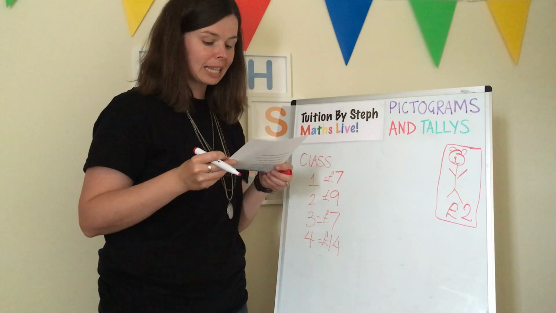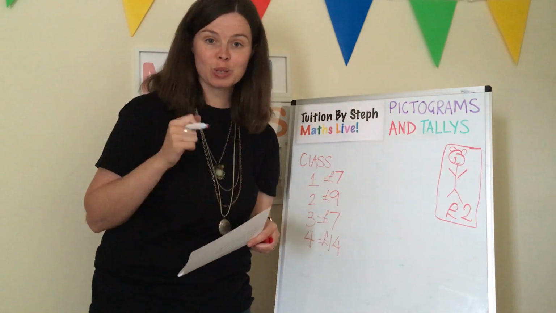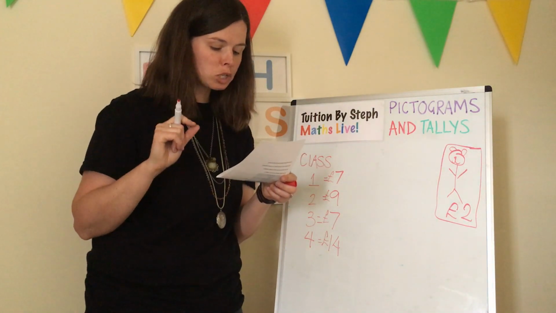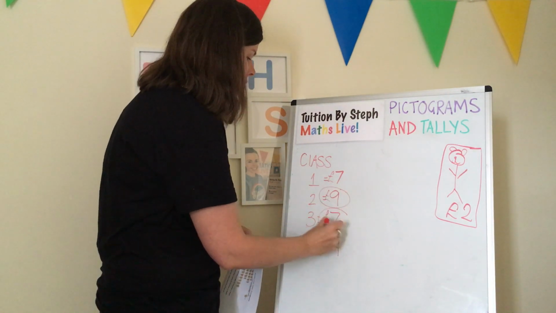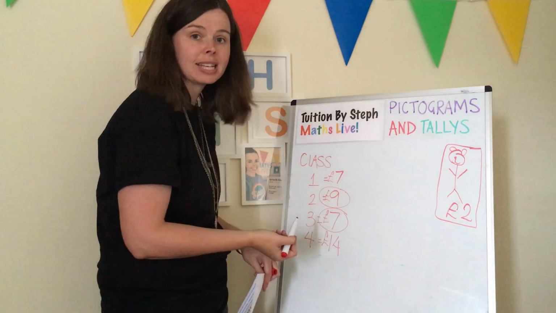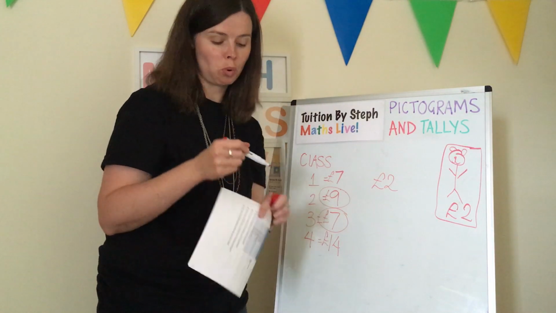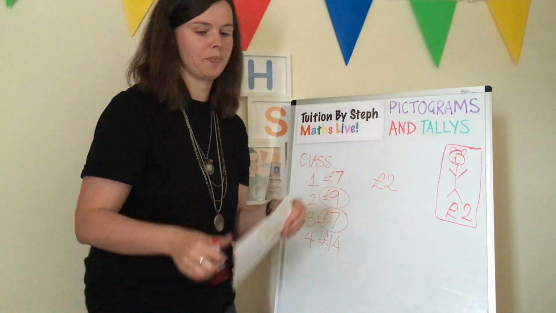How much money did class 1 raise for children in need? Class 1 raised £7. Well done if you got that in your answer. Now then, question 3. How much more money did class 2 raise than class 3? Class 2 raised £9. Class 3 raised £7. That means they raised £2 more. So if you got £2 for question 3, well done.